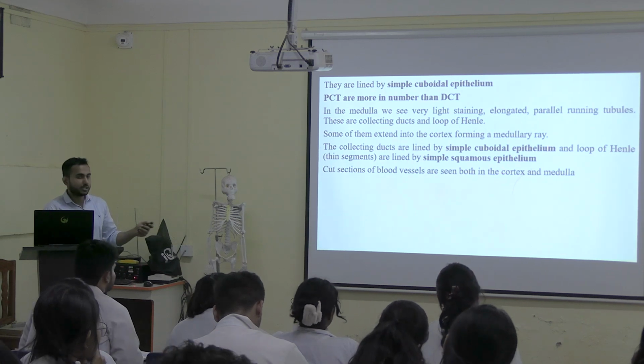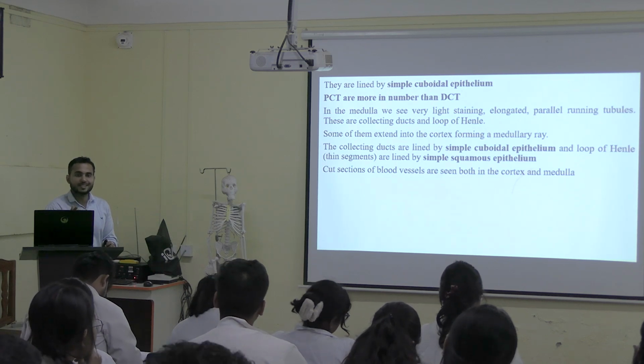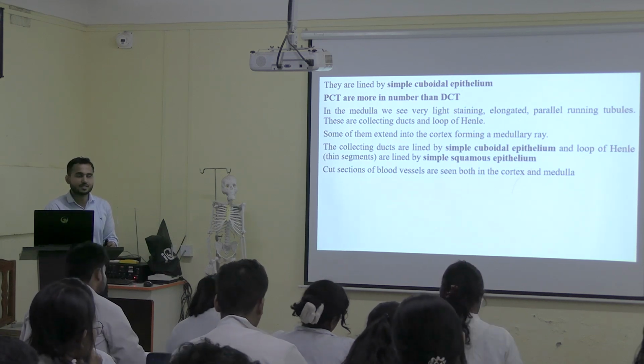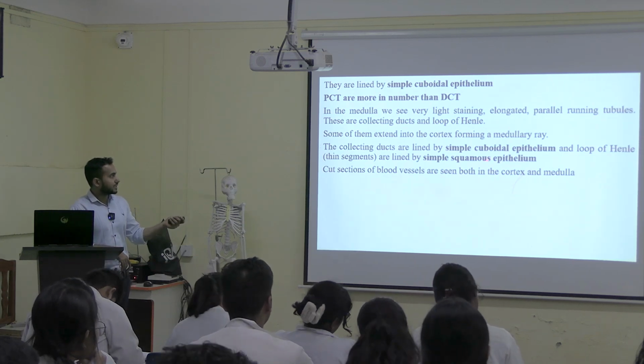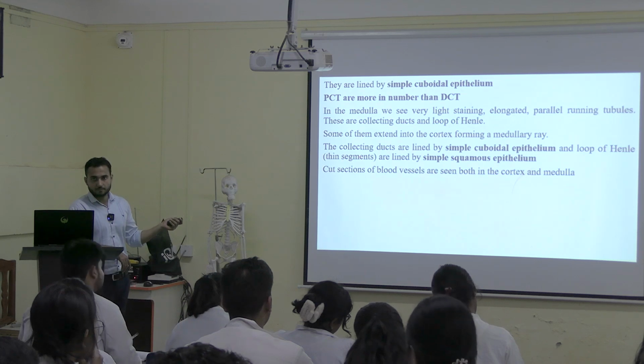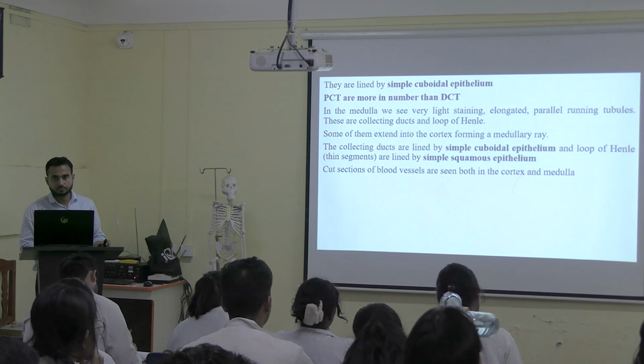And in case of loop of Henle, two types of epithelium can be seen, depending on which segment it is, thin segment or thick segment. Now the loop of Henle is lined by simple squamous epithelium in case of thin segment. Okay, and in case of thick segment, again it is simple cuboidal epithelium.